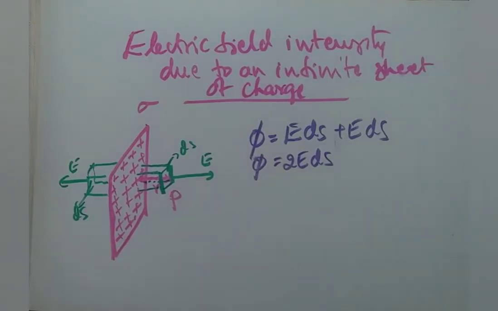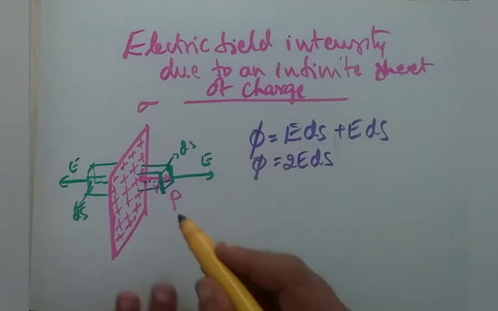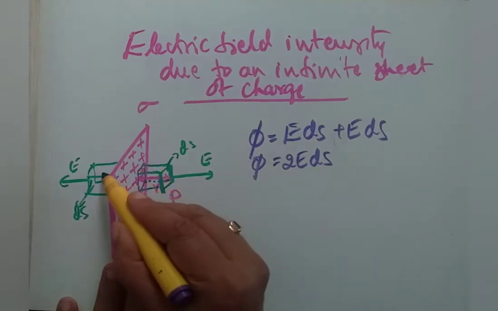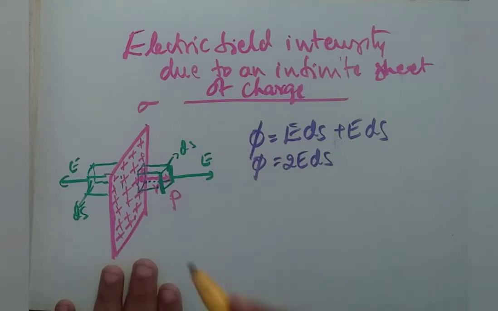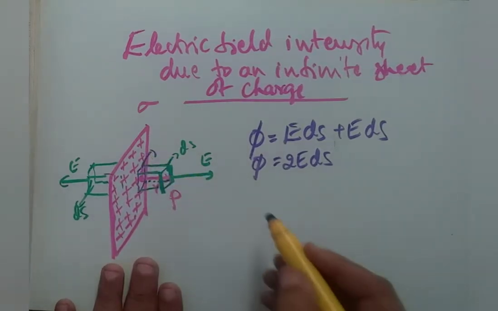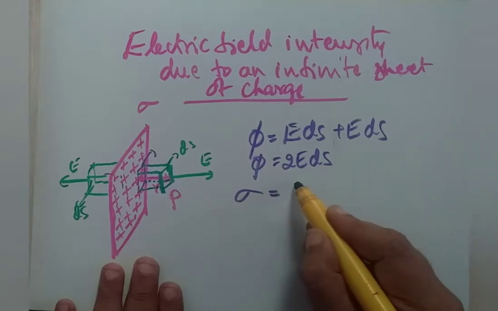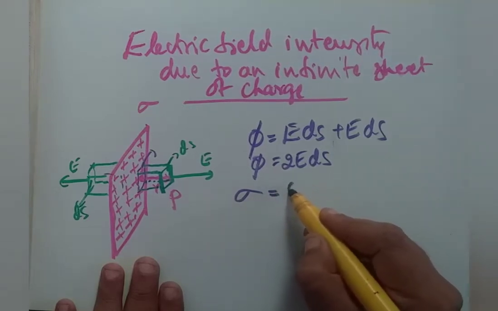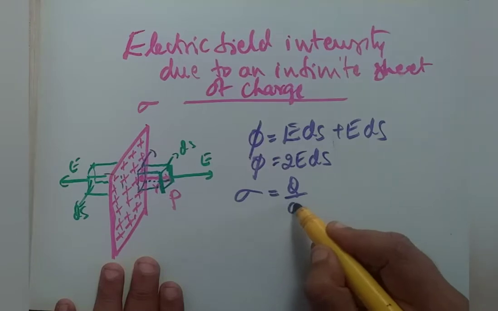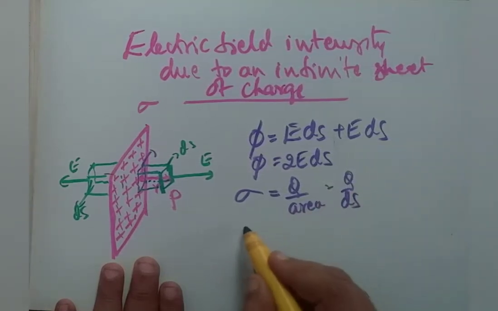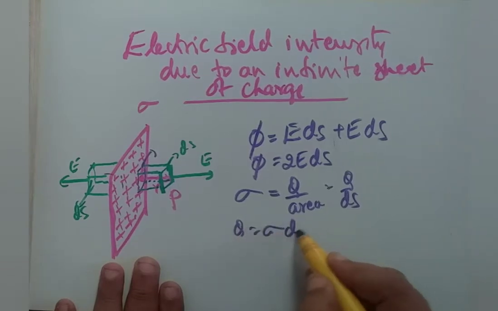But according to Gauss law, what is the charge enclosed on the sheet of charge inside this? On this area, the charge enclosed can be written in terms of sigma. Sigma, the surface charge density, can be written as Q by area. Here it is Q by dS. Therefore, Q equals sigma dS.